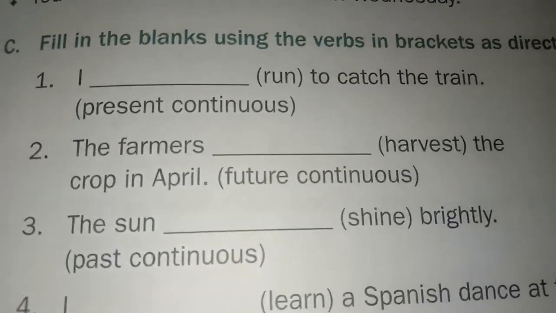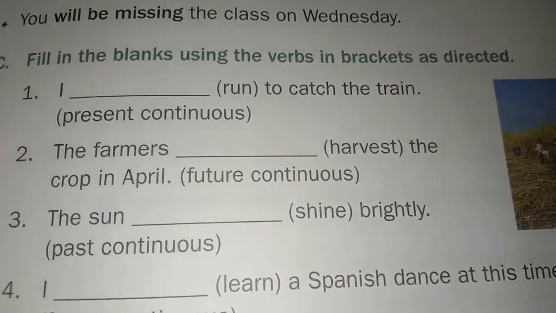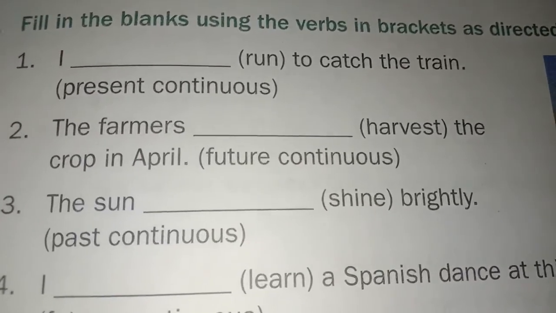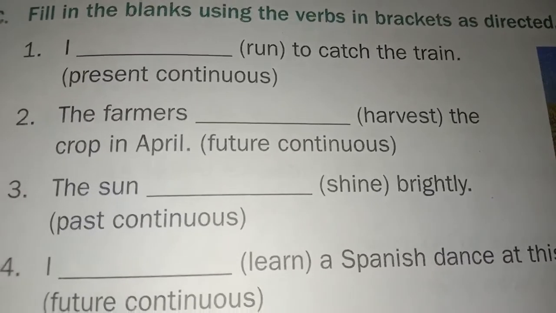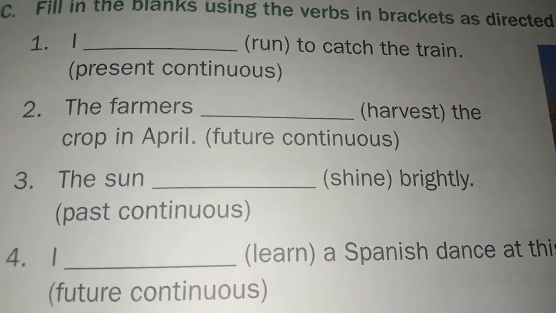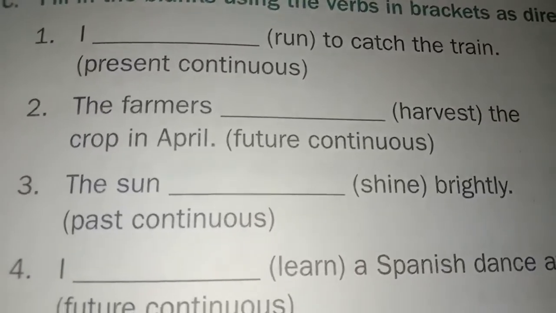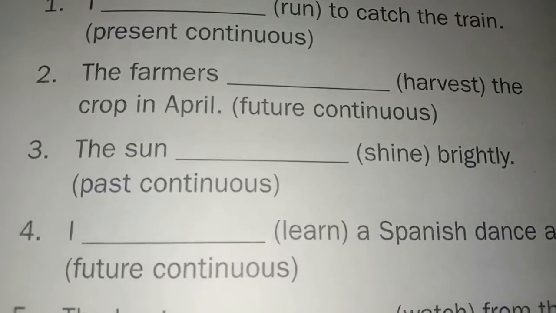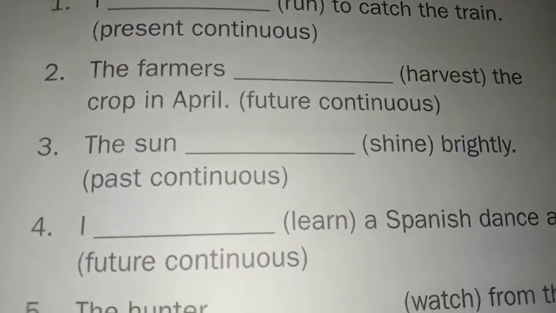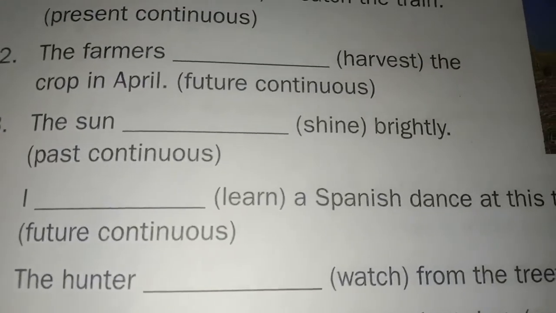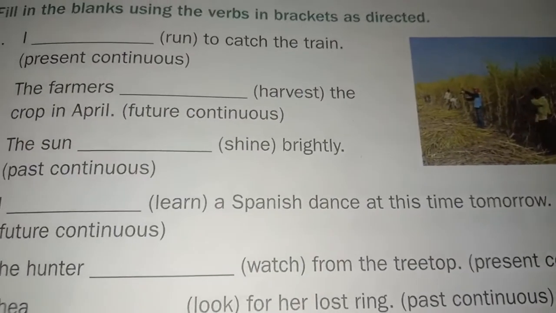Yes, children. Fill in the blanks using the verbs in the brackets as directed. I dash run to catch the train. Present continuous tense. Write down. The farmers dash harvest the crop in April. Future continuous. The farmers, what will you use, children? Future means what? The farmers will be harvesting the crop in April. The sun dash shine brightly. Past continuous. I dash learn a Spanish dance at this time tomorrow.